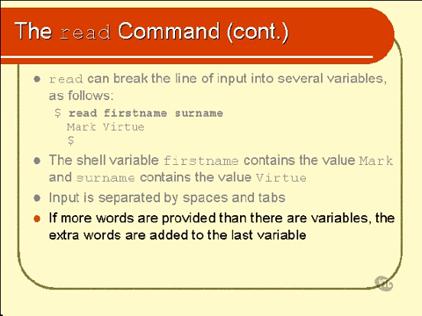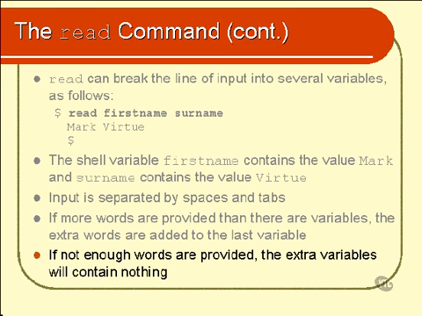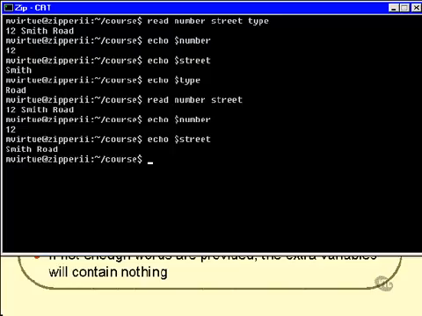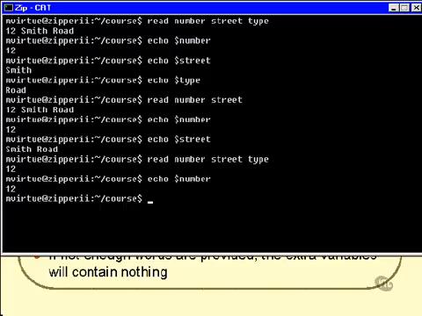And finally, if not enough words are provided, then the extra variables that didn't get filled just simply contain nothing. Let's have a look at that. If I type in read number, street, and then type, and all I type in response to that is 12, then I look into number and it contains 12, and I look into street and it is a mistake. I made a little mistake there.